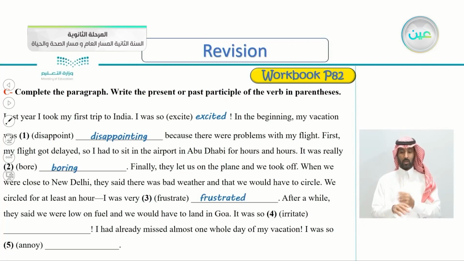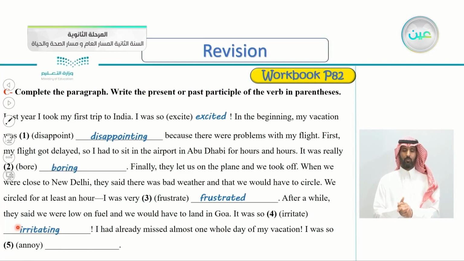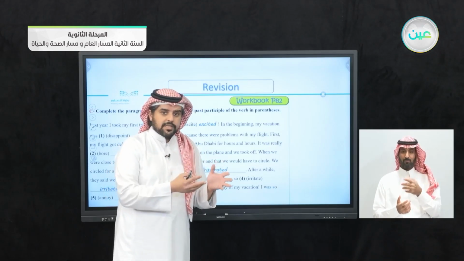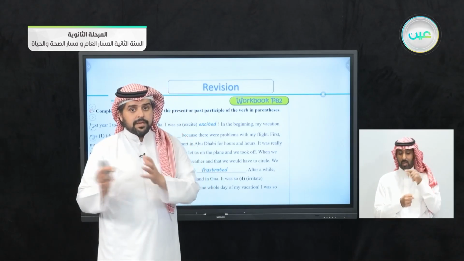After a while, they said we were low on fuel and we would have to land in Goa. It was so irritating. So it was so, very good, it was so irritating. I had already missed almost one whole day of my vacation. I was so annoyed. So he is describing how he feels. So if you're describing how you feel about something, you use the past participle. If you're describing the source of the feeling, you use the present participle, meaning ing.